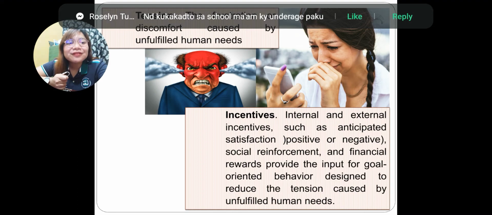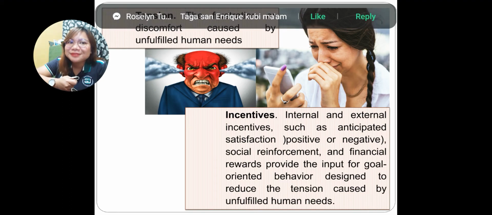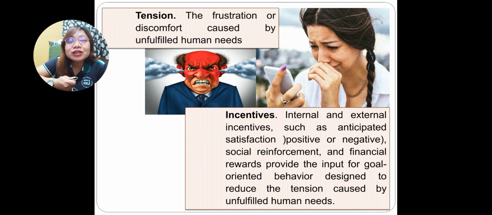And then next, we have social reinforcement. The one that you get from other people. Like for example, a hug, a kiss, mga social reinforcement na. A tap at the back, okay lang na. Mga social reinforcement na if you feel something bad. For example, or if you see someone mag-smile, very good. Social reinforcement na, okay? Financial rewards, okay? Tagaan ka kwarta. Sino man balay, di magnayo. Matsyag tagaan kwarta, okay? Provide the input for goal-oriented behavior designed to reduce tension caused by unfulfilled human needs.